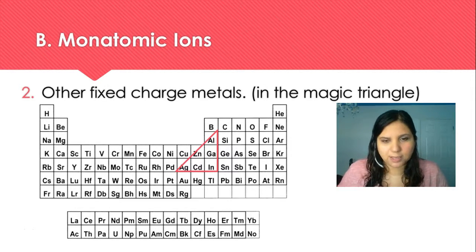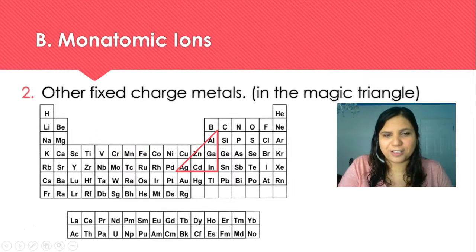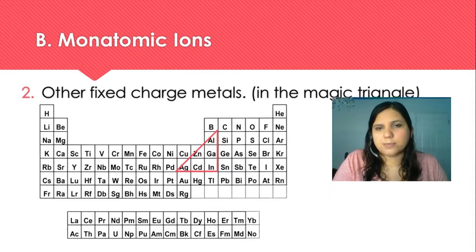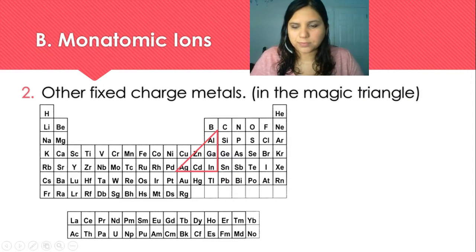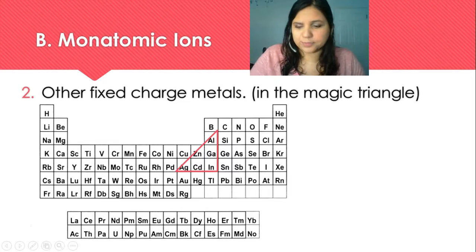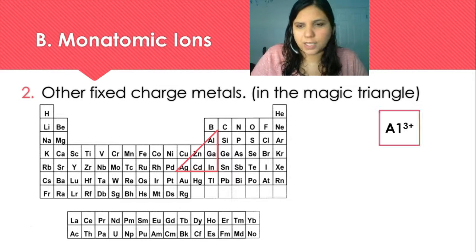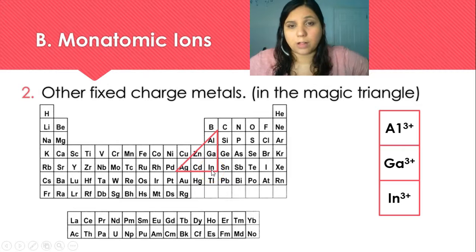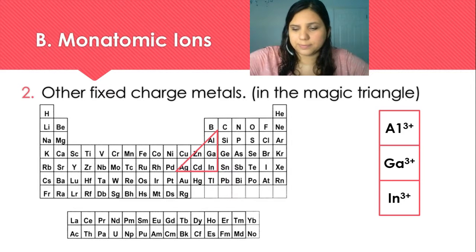Here they are. They exist in the magic triangle. The magic triangle is what I have highlighted here. If I were you, I'd go back into your periodic table and kind of make a note of that. That's the magic triangle. Or write them down. So here they are. The ones in column 3A, the 3 in 3A. Aluminum, gallium, indium. Those are all a 3 plus charge.